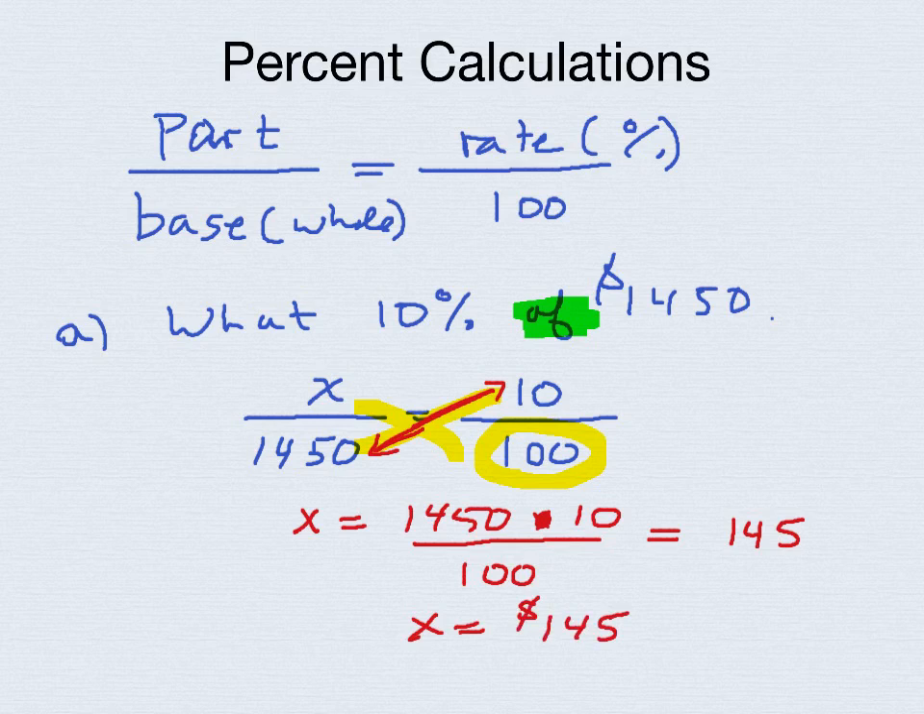You can double check that. 145 times 100 should equal 1450 times 10. The diagonals should always be equal in a percent word problem.